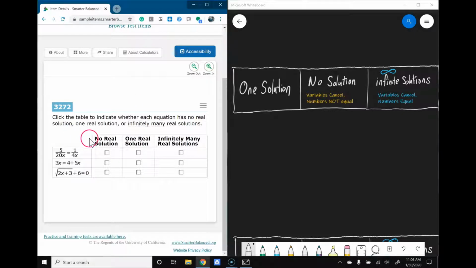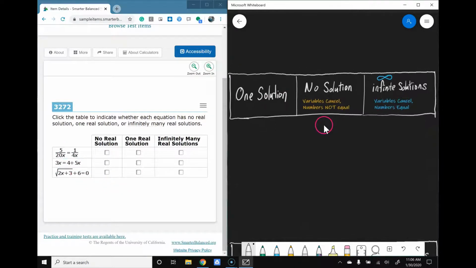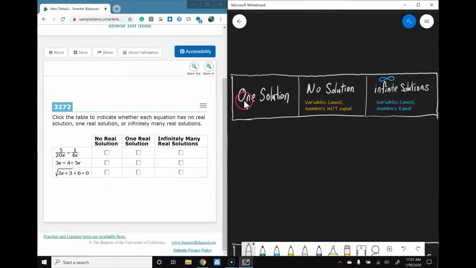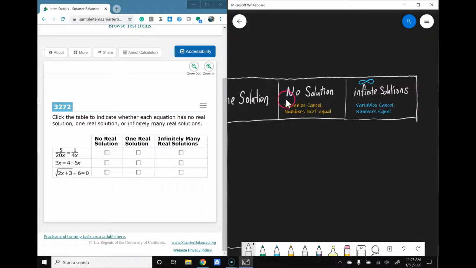The table below shows that we have those three solution types: no real, one real, or infinitely many real solutions, and we have three equations to evaluate. Let's take a look at what it takes to categorize these different solution types. The first I have here is one solution. Now, one solution is when we get x equals a value.